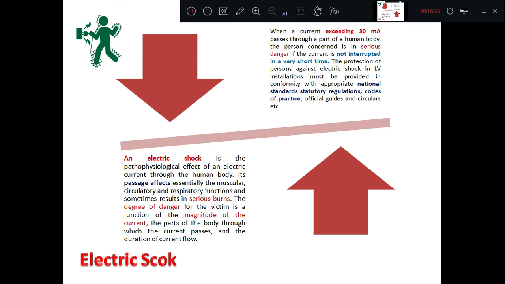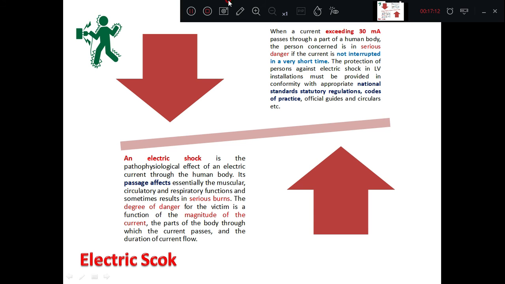Then, what do you mean by electrical shock? Electrical shock is the pathophysiological effect of an electrical current through the human body. Its passage affects essentially the muscular, circulatory as well as respiratory function and sometimes results in serious burns. The degree of danger for the victim is a function of the magnitude of the current. If the magnitude of current is heavy, it has more effect on the human body. That is what we call electrical shock.